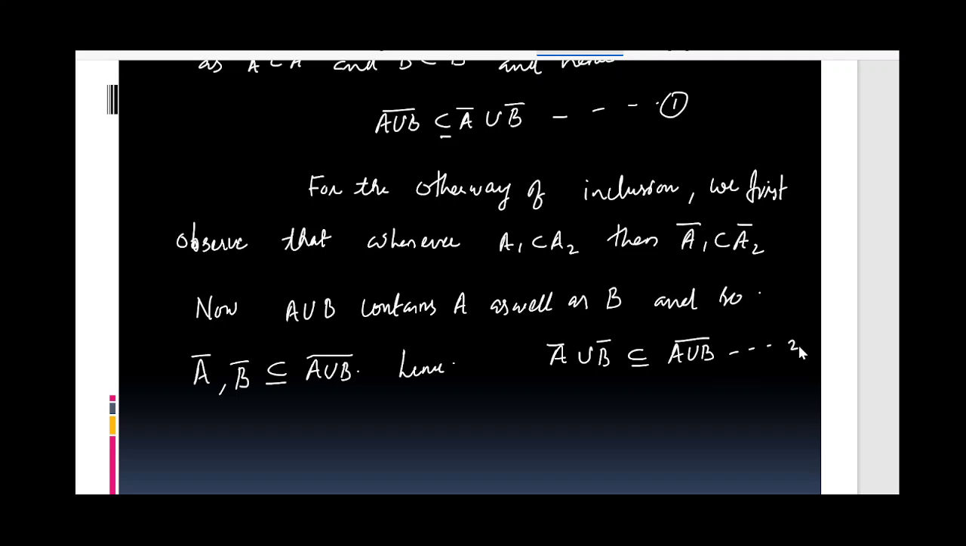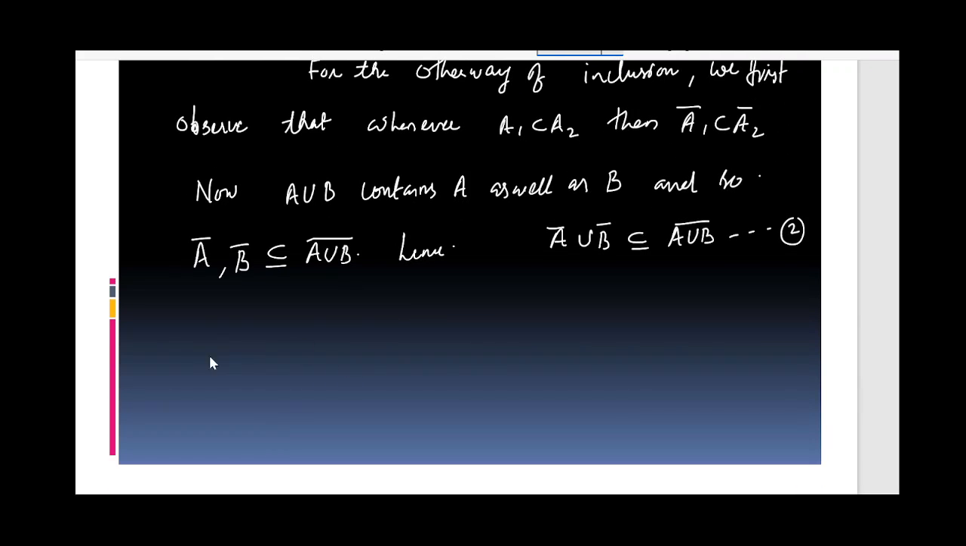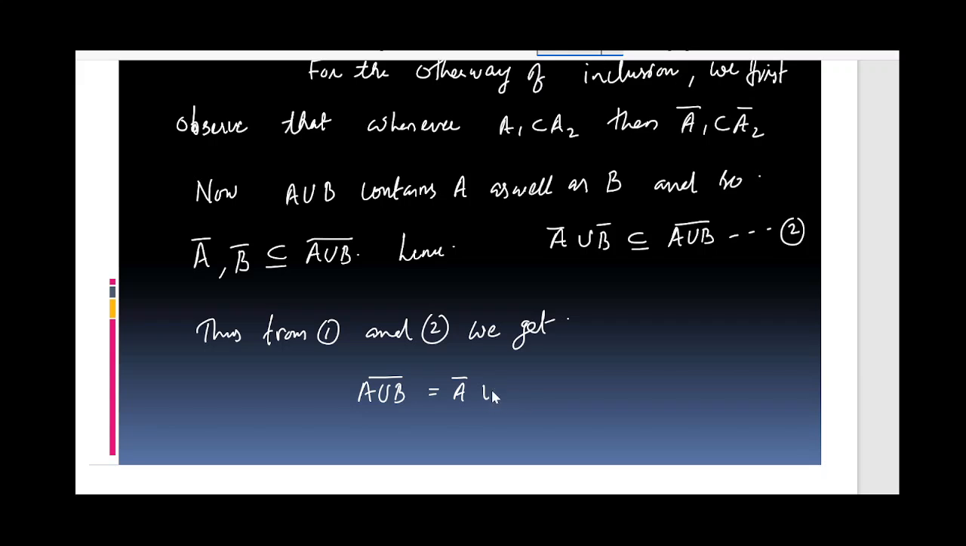Call this as 2. Now, from 1 and 2, we get A union B closure equal to A closure union B closure. Hence the result. So I'm wrapping up today's session here. Thank you for your patient listening. Thank you.